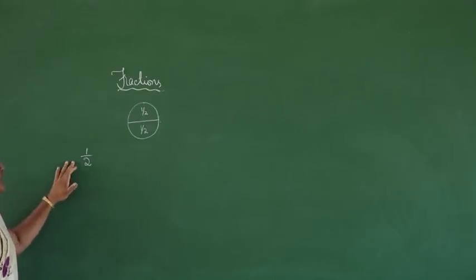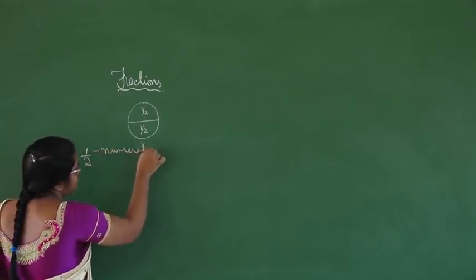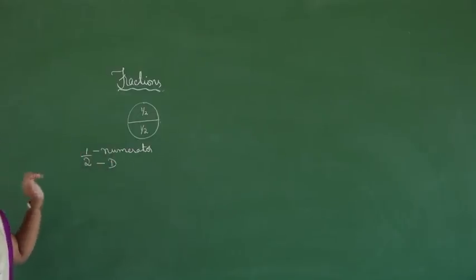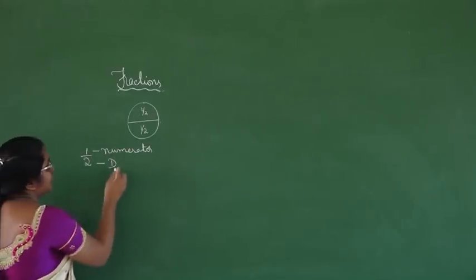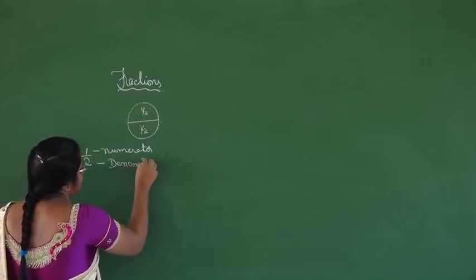Then this fraction contains two parts. The upper part is called numerator and the lower part is called denominator.